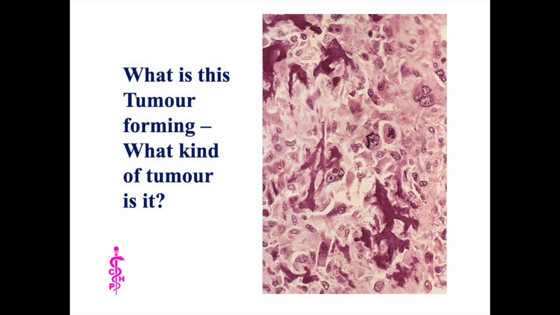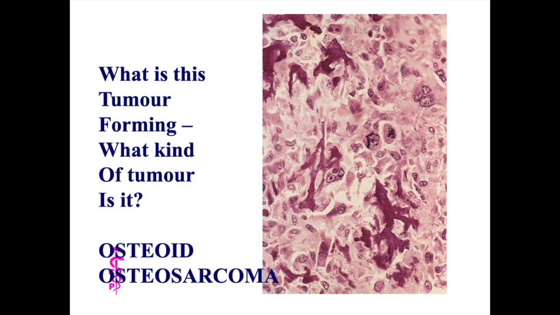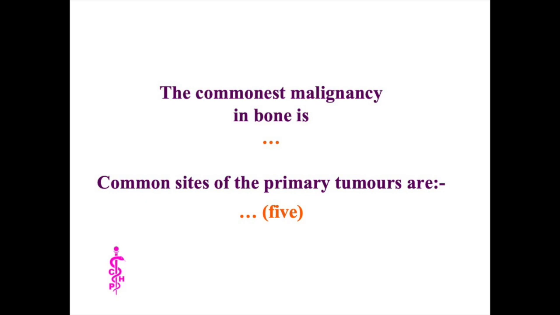Another tumour. Looking at these slides, you begin to get some idea of just how exciting histopathology is. What is it making and what kind of tumour is it? It's making this purple substance, which is osteoid, and that shows that it's an osteosarcoma. The commonest malignant tumour of bone is what?